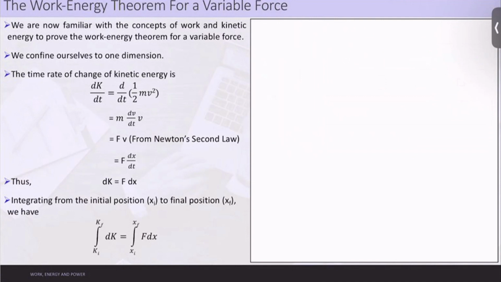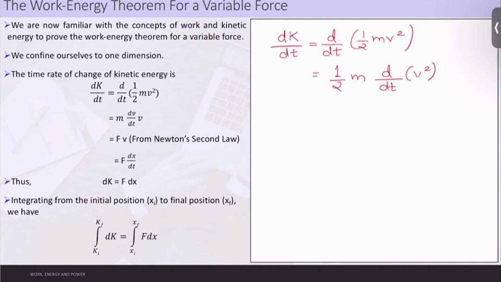So dK by dt is nothing but equal to d by dt of half mv square. Now we know that mass is a constant, 1 by 2 is a constant. This v square is not a constant, it's a variable which depends on time, correct? So we can take out half m and do d by dt of v square, correct? So d by dt of v square will give us half m into 2v into dv by dt.